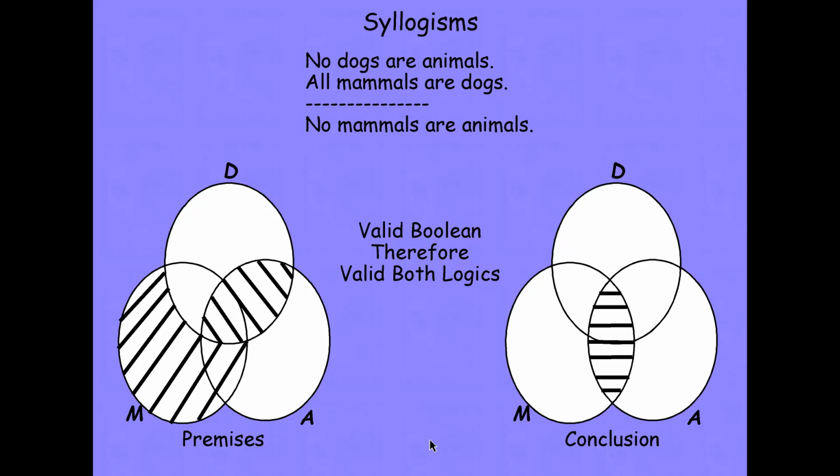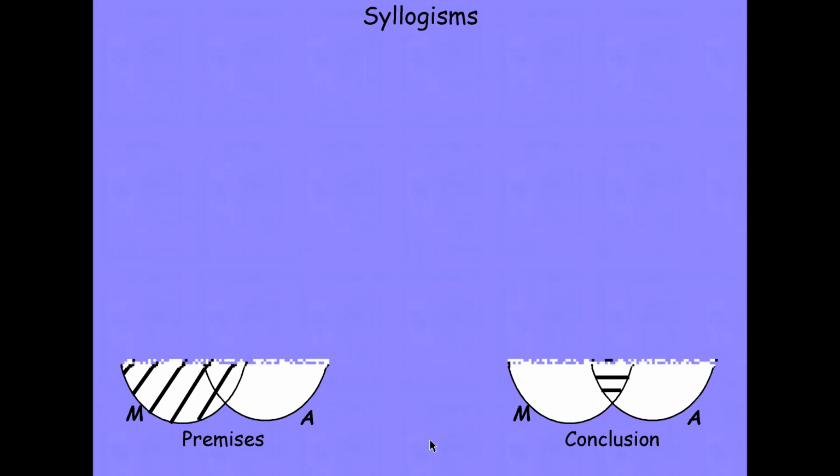Let's look at one last example. Now for this example, let's start off with mood and figure. Let's reconstruct the logical form of the argument, and then let's use our Venn diagrams to evaluate whether the argument is valid or invalid in both logics.